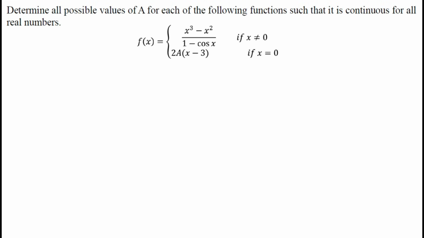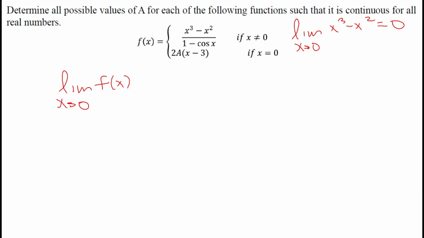All right, we got another one of these here. I think this is the last one like this. We'll do the limit as x approaches 0 of f of x. And in order to do that, we're going to recognize that that's 0 over 0, right? So we'll say that the limit as x approaches 0 of x cubed minus x squared is 0, and the limit as x approaches 0 of 1 minus cosine x is equal to 0.